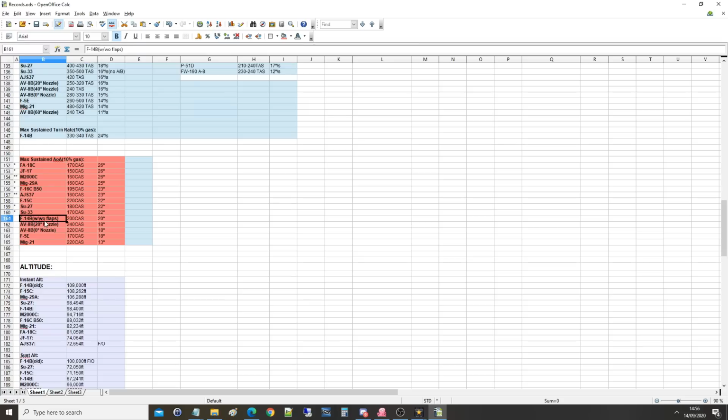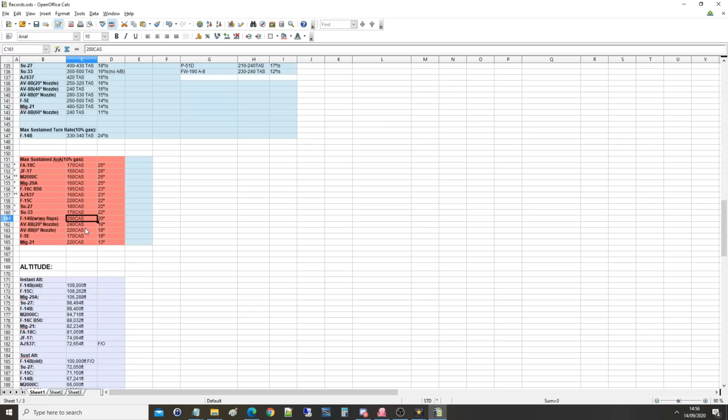F-14 with or without flaps. This was a real struggle. We may need some better F-14 pilots to go and confirm this. RC said he could get 27. I mean, by looking at the data, that just doesn't make sense. I found about 20-ish before it just gets uncontrollable. So you guys let me know what you think about that.